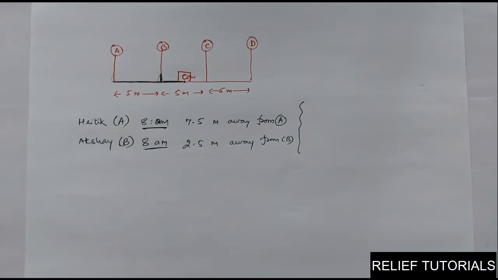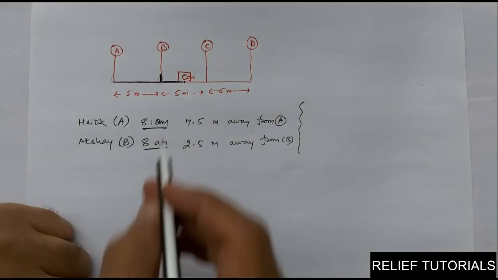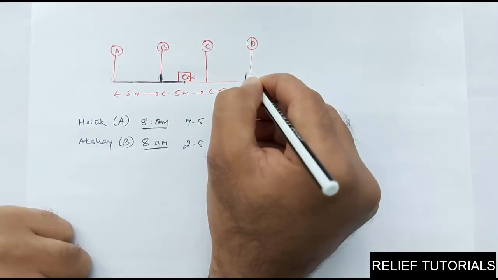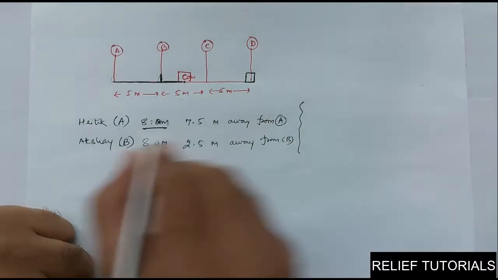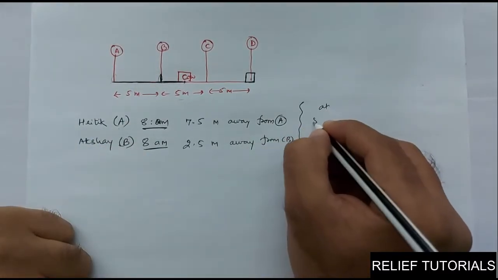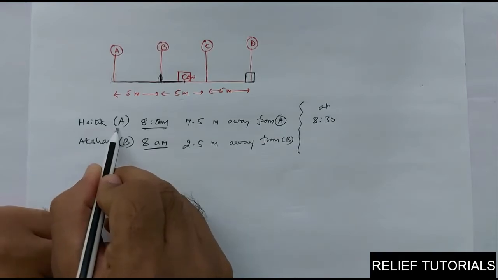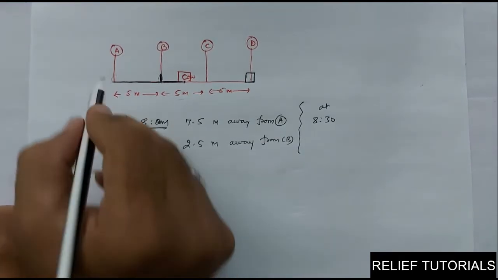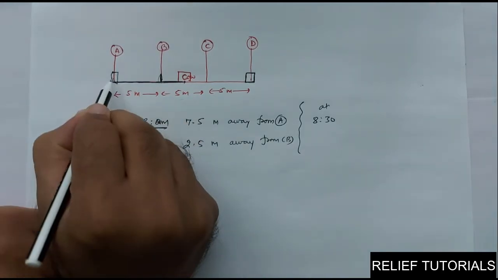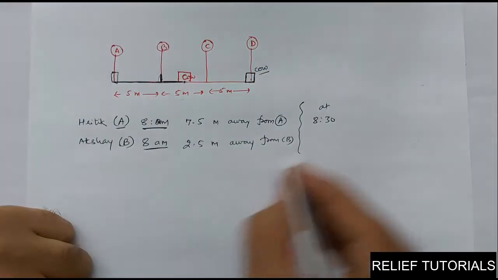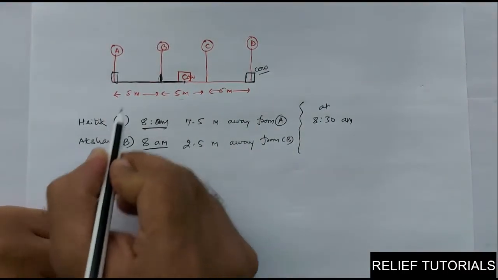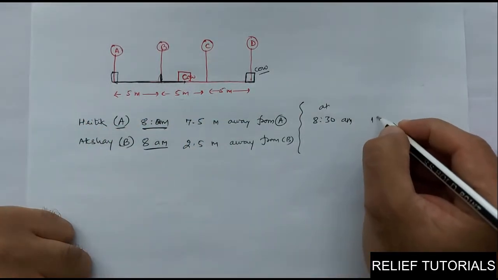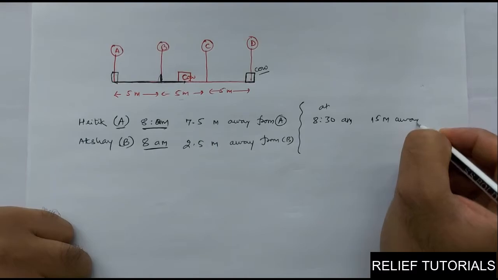Now, both have been given the task that you have to take the observation after half an hour. So after half an hour, the cow is here at pole D, exactly under pole D. So again, Ritik came on time, and at 8:30 a.m. he has chosen his reference point as A. So again, he stands at pole A. Here is Ritik. Here is the cow, the new position of the cow. So at 8:30 a.m., according to Ritik, the cow is now 15 meter away from A.